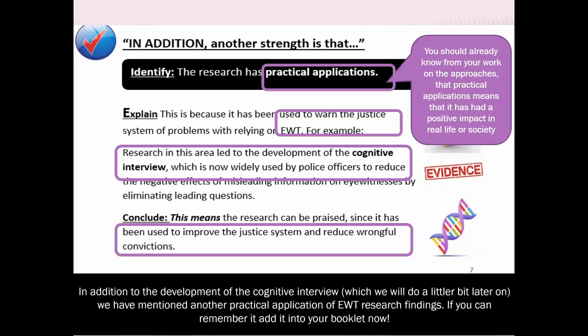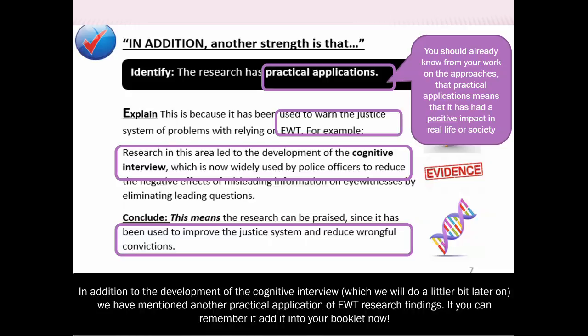The next one that we're going to move on to is again a really straightforward strength in this area. The research, as I already said to you at the beginning of this little video tutorial, has got strong practical applications, okay? Now you already know that practical applications mean that it has a positive impact on some area of society or people's real lives. So what are the practical applications? Eyewitness testimony research has been used to warn the justice system of problems with relying on eyewitness testimony. We know that research in this area has meant that we can no longer get a conviction based simply on an eyewitness testimony.